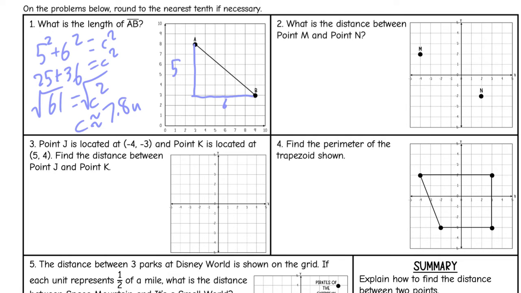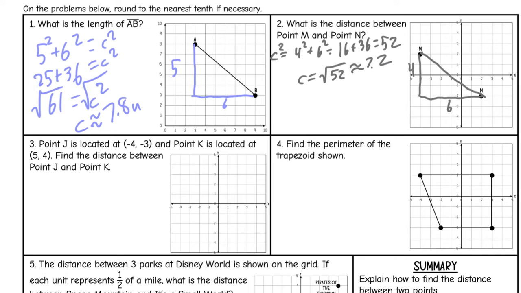Now, I want you to pause the video and try problem 2. So you should have gotten that your vertical distance was 4 and your horizontal distance was 6. And when you plug those into the Pythagorean theorem, you should have gotten that c squared is 52, or c is about 7.2. Now let's try number 3.